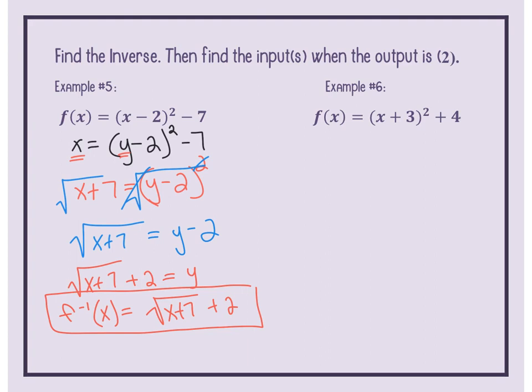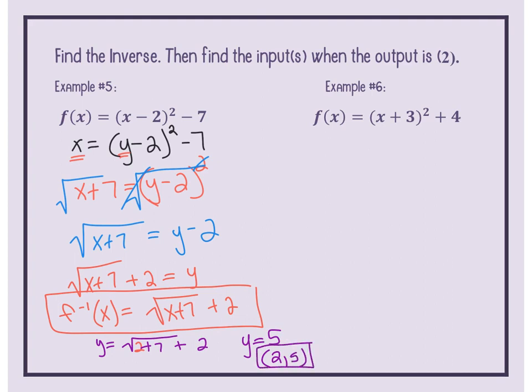Now I'm going to plug in, in place of x, I'm going to put a 2. Just so you can see what I plugged in. Okay, so under my radical is 2 plus 7. What's 2 plus 7? 9. What's the square root of 9? 3. So 3 plus 2, y equals 5. So my ordered pair here is 2, 5.